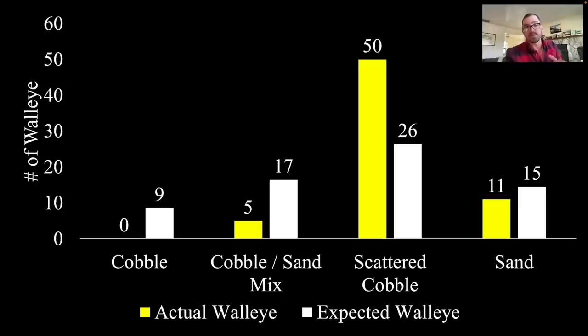Interestingly, I filmed this video in the spring. I've done other similar content where I filmed in the fall and in the summer, and these are all consistent in that these are the same areas I'm encountering walleye year round. So they do seem to have a preference for this scattered cobble sand mix year round. It doesn't seem to be seasonal.